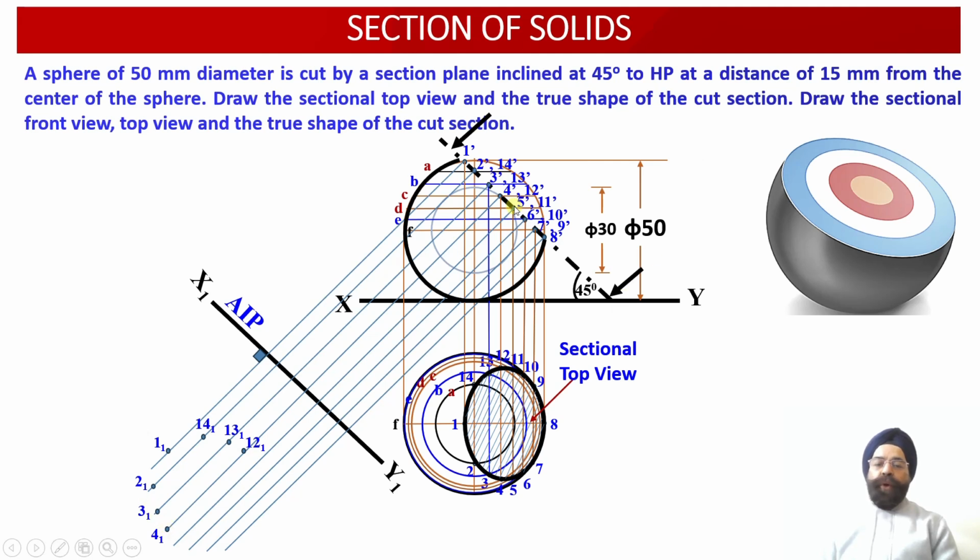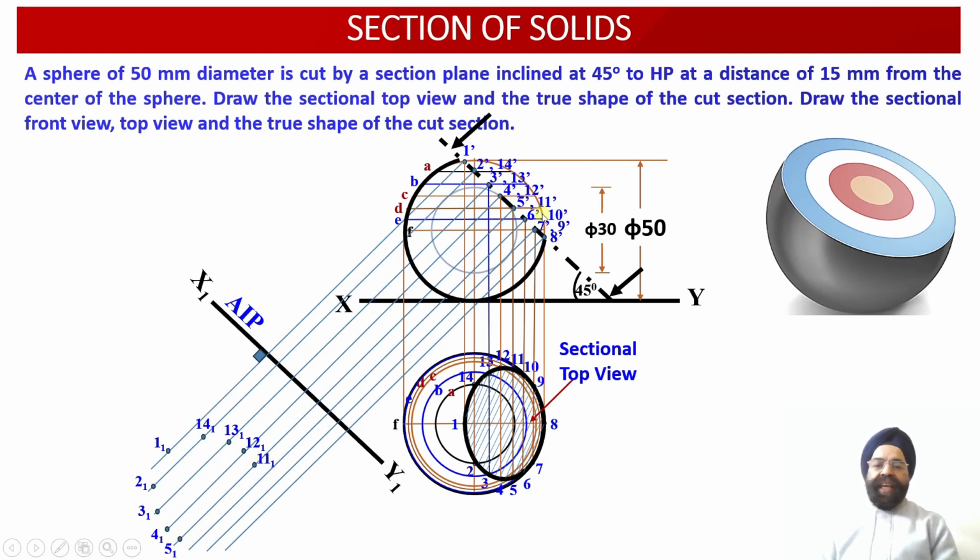Now the next set of points is 5 dash and 11 dash. So now we measure the distance of the point 5 from the XY reference line and the distance of point 11 from the XY reference line. Now from the projector line emerging from the points 5 dash and 11 dash, that is this projection line, we are going to mark the distances of point 11 and point 5 over here. So point 11 1 will be located over here and point 5 1 will be located over here.